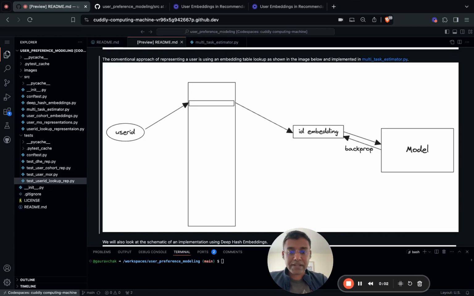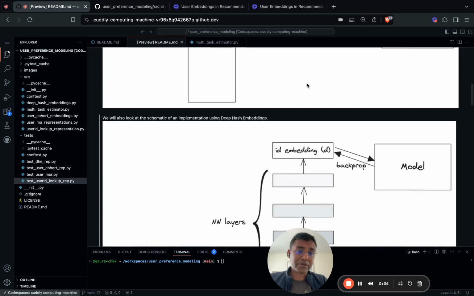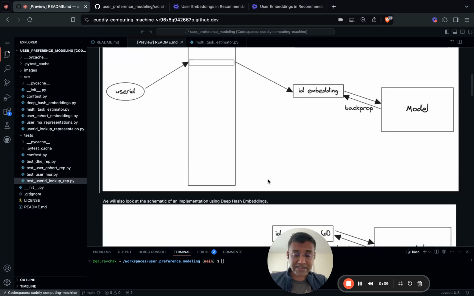Great. So far we looked at the embedding lookup approach of user ID representation, and we also looked at the deep hash embeddings approach, which somewhat magically does not have any memory explicitly per user ID, but the multiple neural network layers, starting with a deterministic hash, learn to find and end up with an embedding which is, according to the paper, equally performant with the ID lookup approach, and saves a lot of memory.